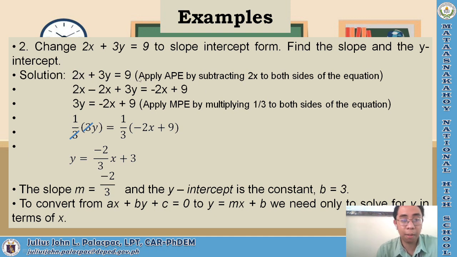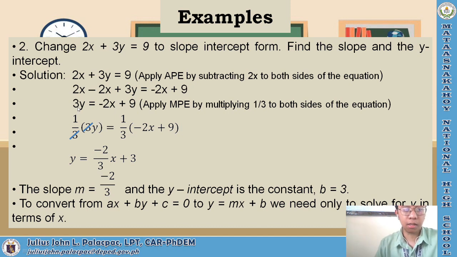First step, we will apply the addition property of equality by subtracting 2x from both sides of the equation. We'll eliminate positive 2x, so we'll subtract 2x on both sides. So 2x minus 2x is equal to 0, and on the right side we have negative 2x plus 9. So we'll bring down 3y equals negative 2x plus 9.